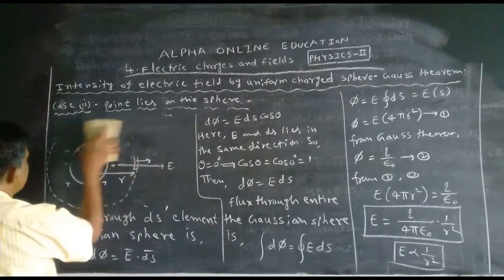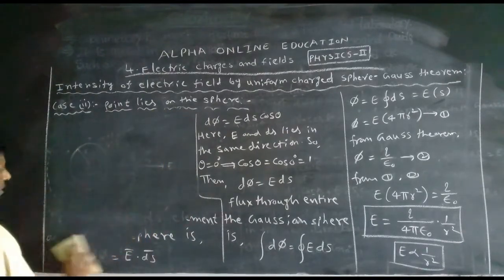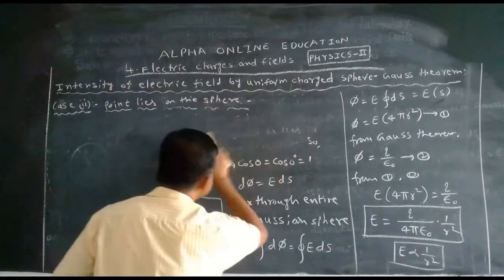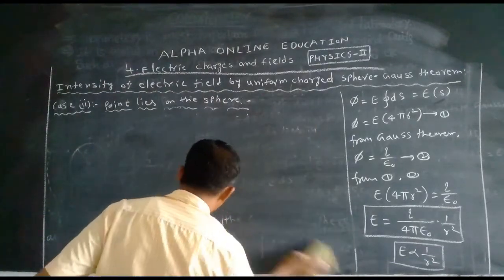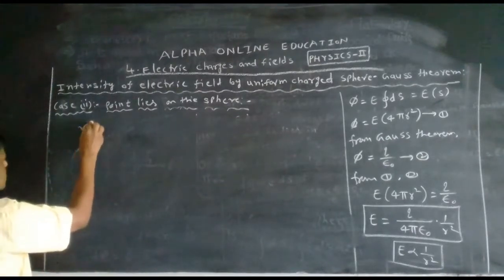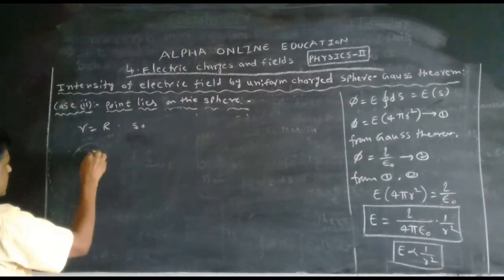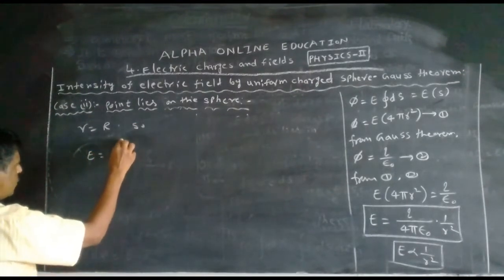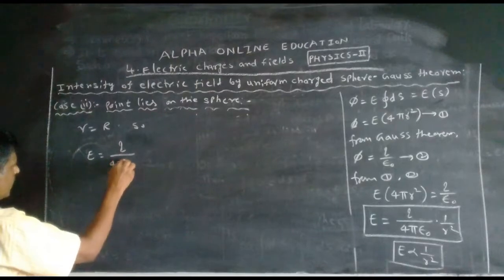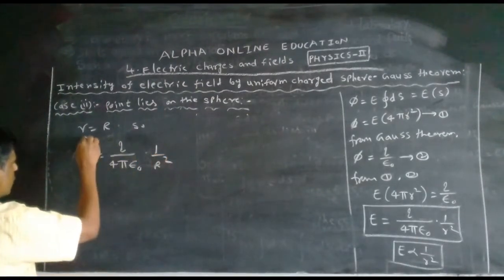Now, case 2: the point lies on the sphere. When the point lies on the sphere, small r is equal to capital R. So E is equal to 1 by 4 pi epsilon naught into q by r square.